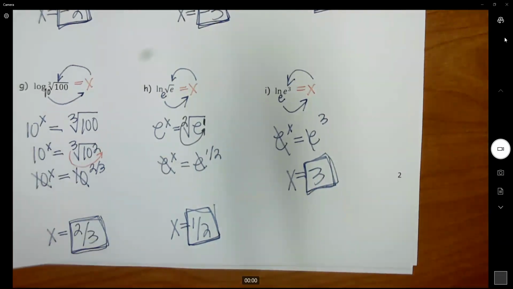So when we are wanting to get the exact value without using your calculator, you need to put these into exponentials and then get the same base so you can cancel out your bases and set your exponents equal to each other.